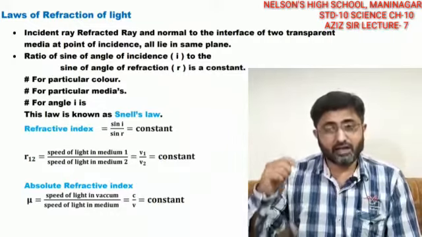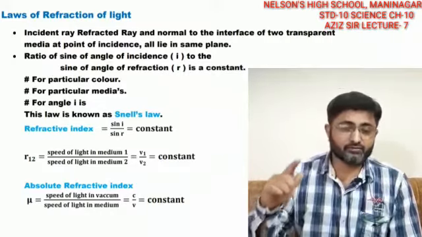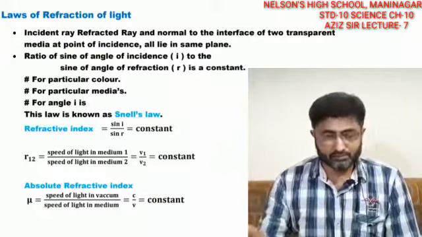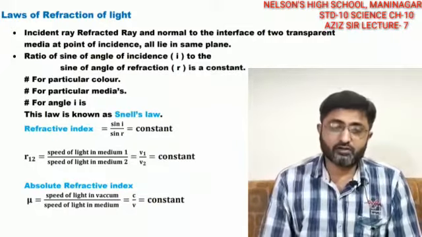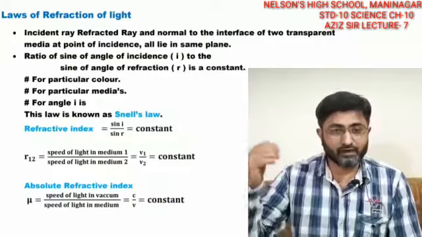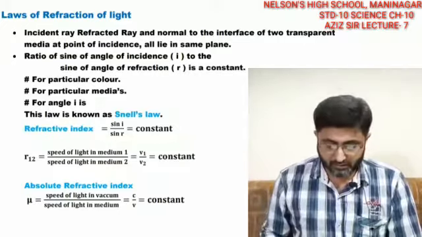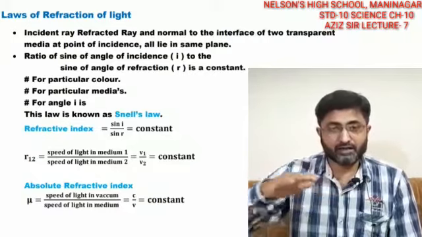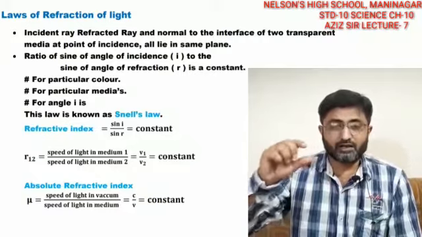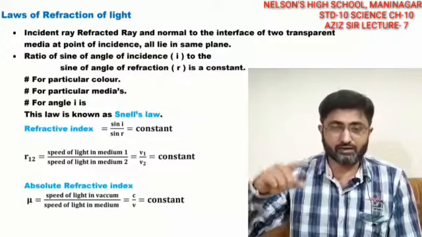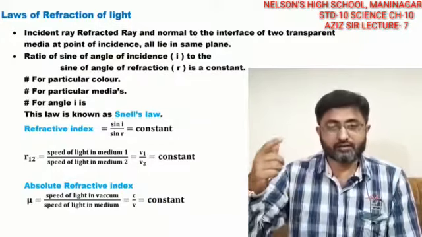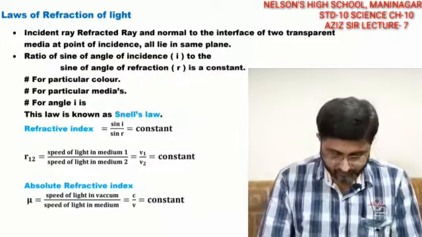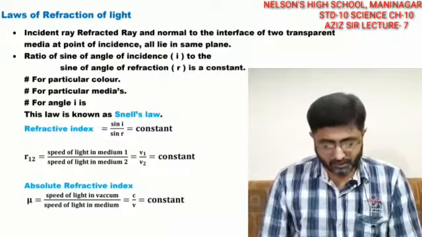When we measure every transparent medium with respect to vacuum, that is known as the absolute refractive index. So what is the absolute refractive index? It is the speed of light in vacuum upon the speed of light in another medium. For example, the speed of light in vacuum is 3 times 10 raised to 8, and in glass it is 2 times 10 raised to 8. The ratio comes out to be 1.5. This is how we find the absolute refractive index.